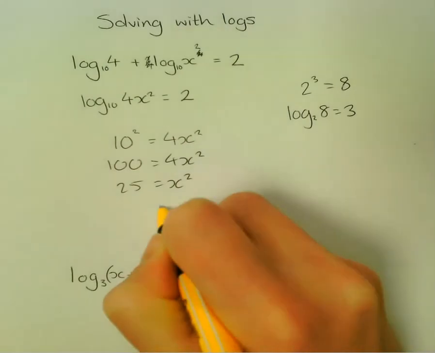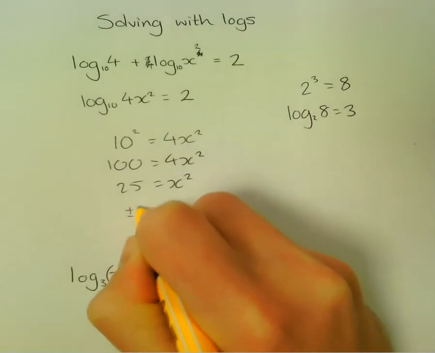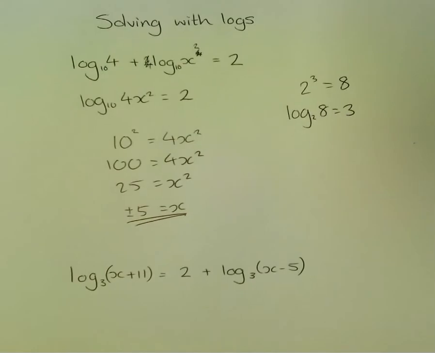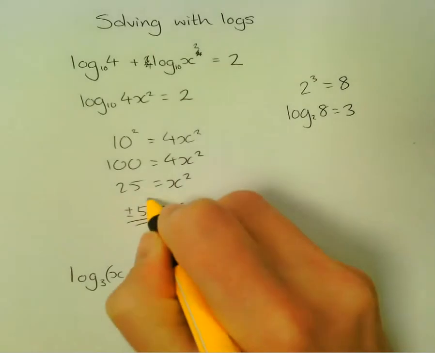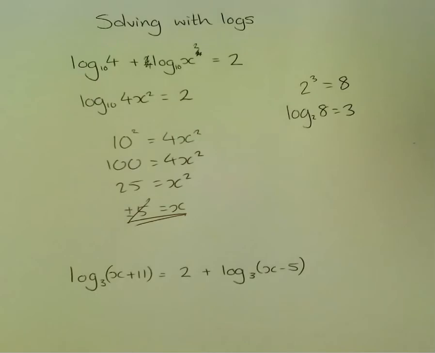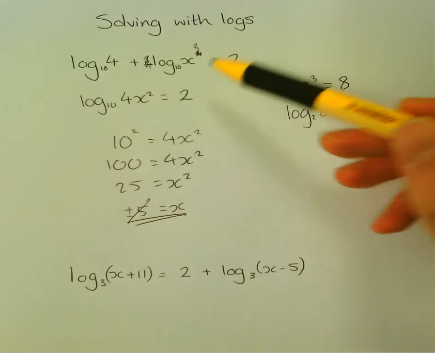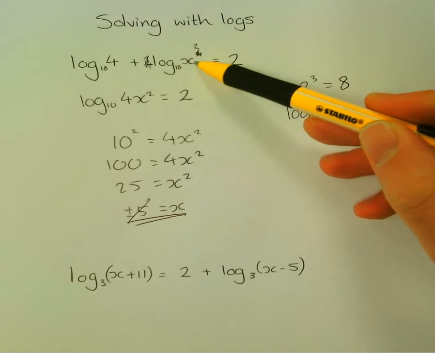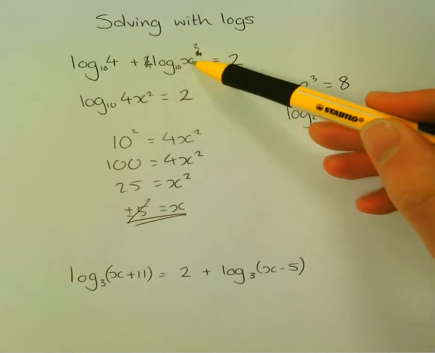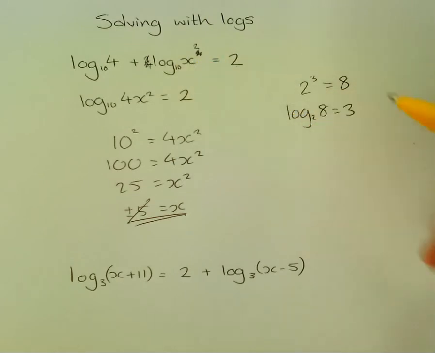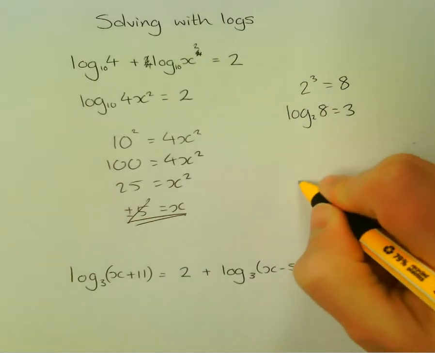And this is worth pointing out. Normally you would say plus or minus 5 here, right? But it's not. That is not the answer, because you can't take a log of a negative value. So here's where my x is. I can't ever take the log of a negative. You think, well, why? Well, let's have a look.